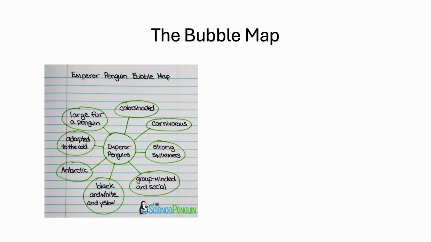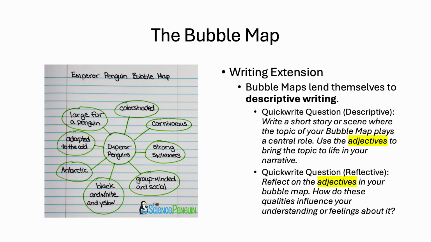Okay, as you can see on the screen, we have an example of a bubble map. And in this example, adjectives have been used and extended a little bit, which is fine. You can see as well, we have some tips on a writing extension. Bubble maps lend themselves to descriptive writing, and some example quick write questions could be descriptive. Write a short story of a scene where the topic of your bubble map plays a central role. Use the adjectives to bring the topic to life in your narrative.